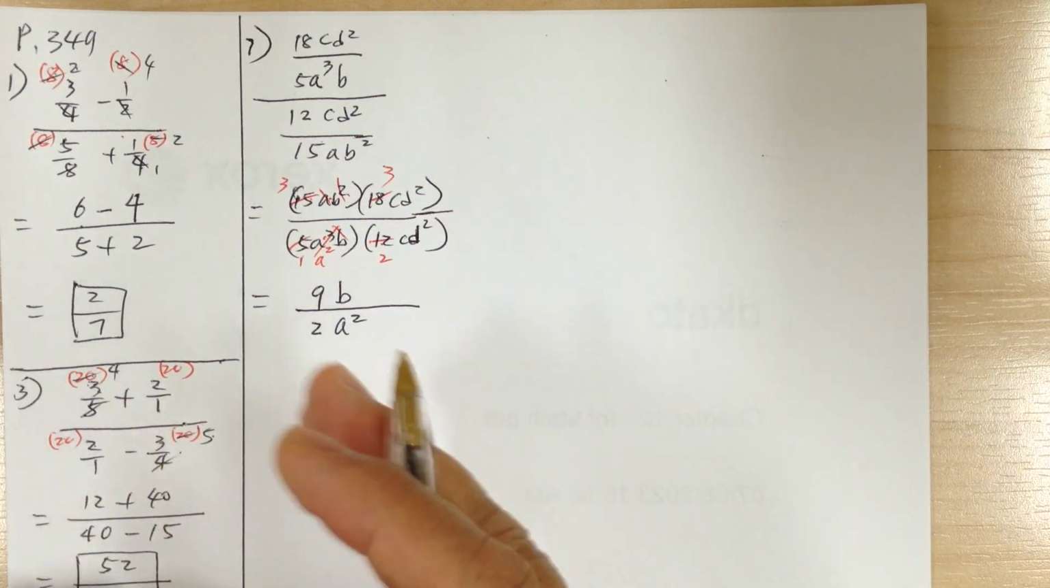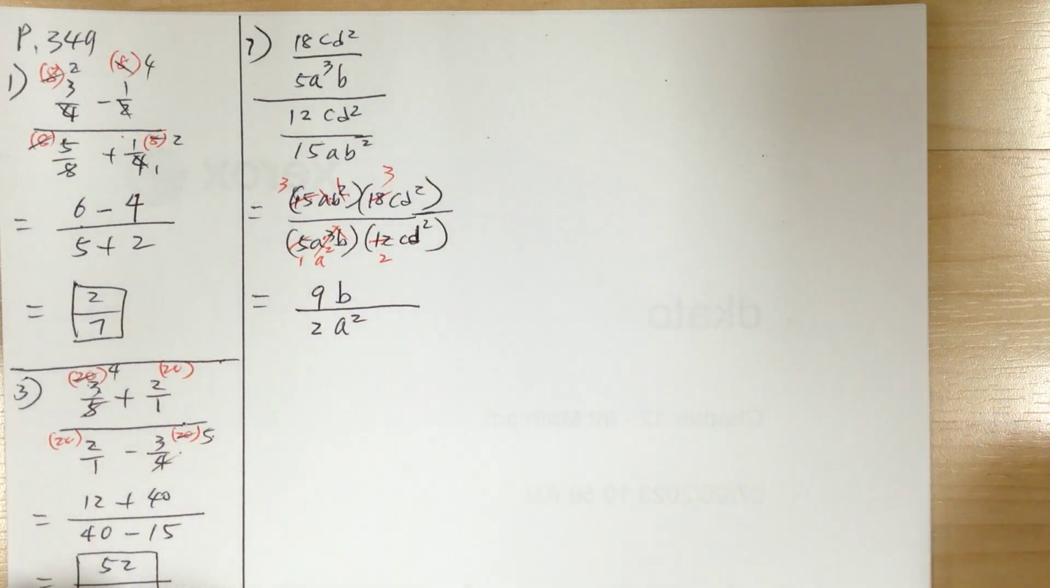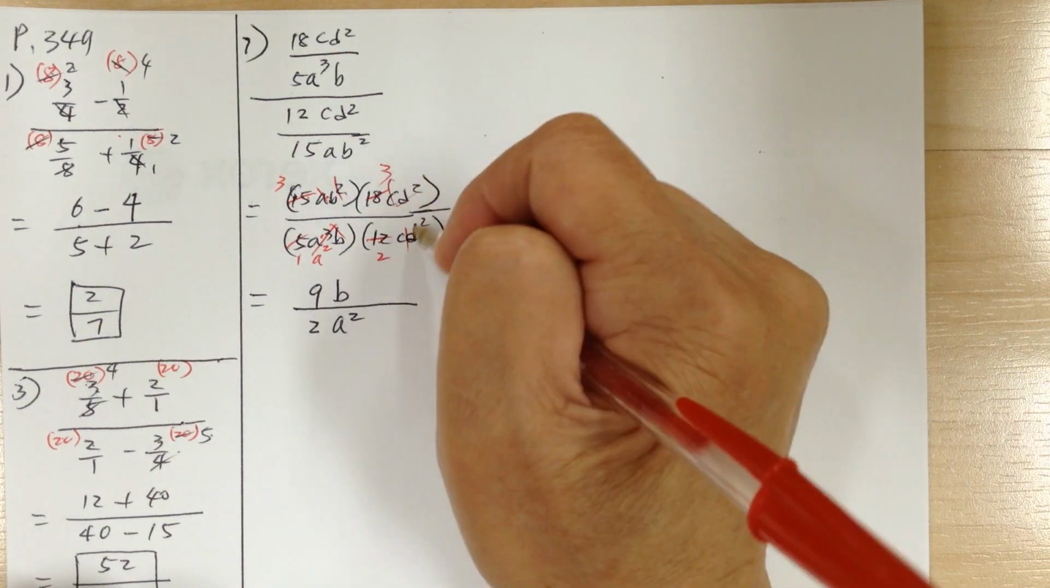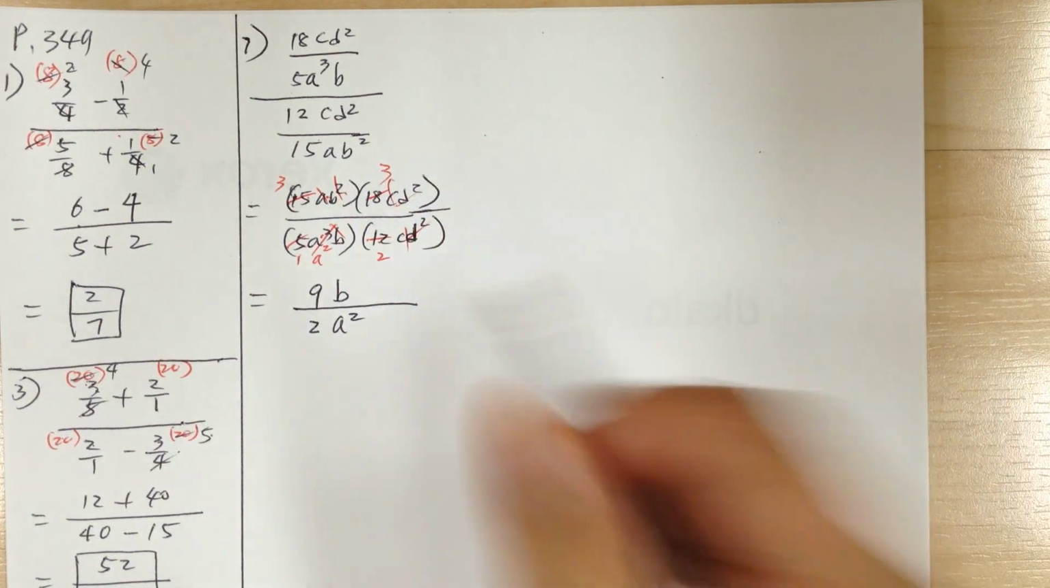So go down the alphabet. A, B, and then do the C. The C cancel out, so there's nothing. D squared cancel out, so there's nothing, and so that's it.